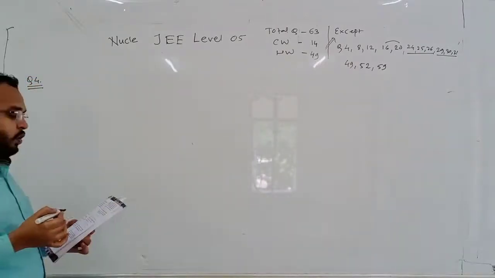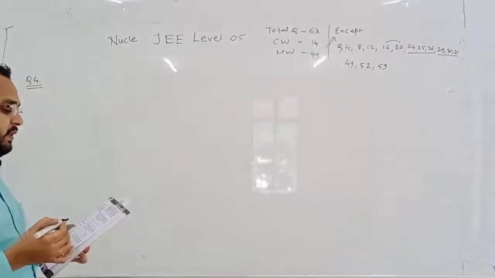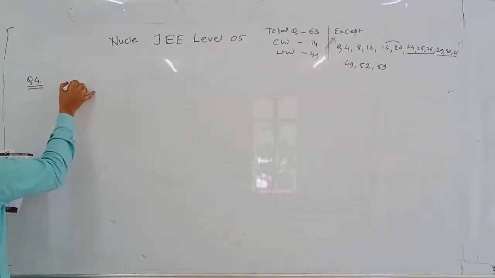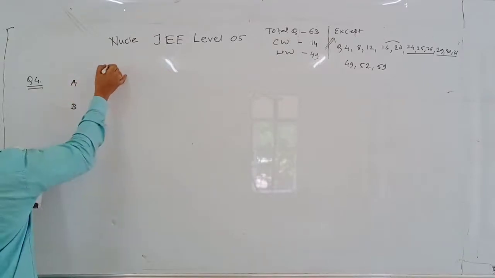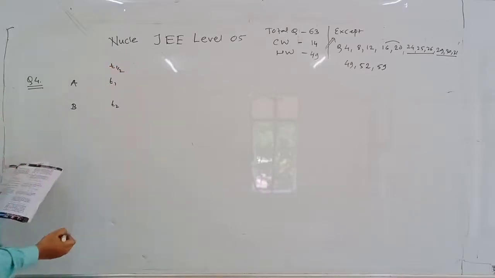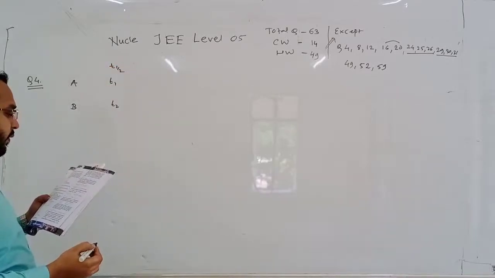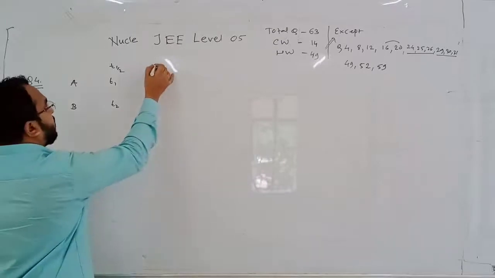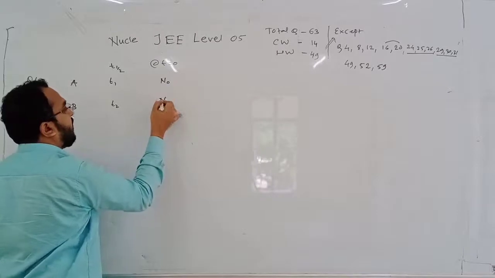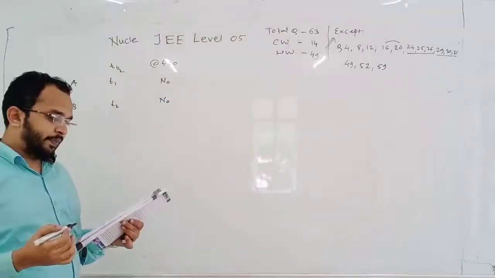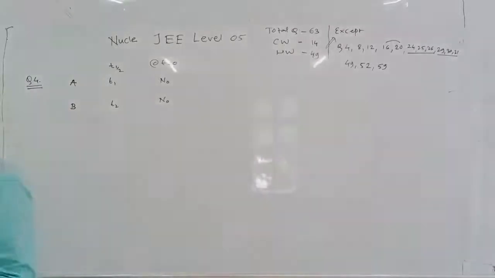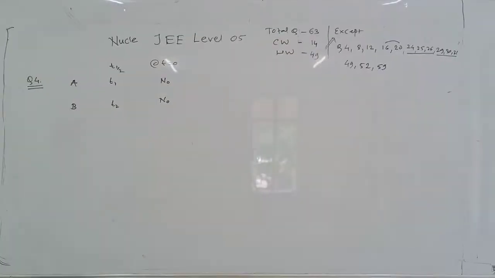Question number 4. Two radioactive samples of different elements, half-lives given as T1 and T2. Suppose the two materials are A and B, with half-lives T1 and T2. They have the same number of nuclei at t equal to 0. So at t equal to 0, suppose it has N0 and this also has N0, the same number of nuclei. The time after which their activities are the same. So what is the time at which their activities are the same?